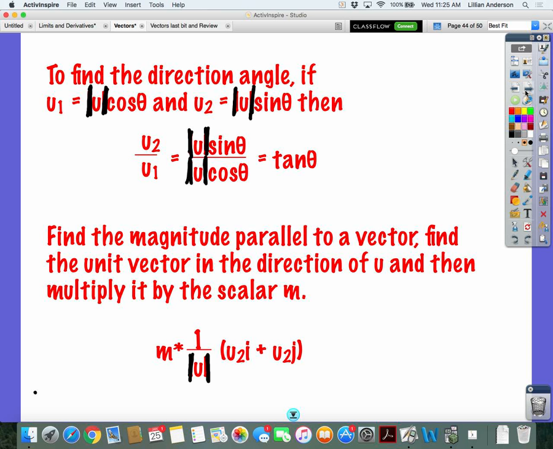Now, to find a vector of a given magnitude parallel to a vector, you find the unit vector that's in the direction of the vector u, and then multiply it by scalar n.